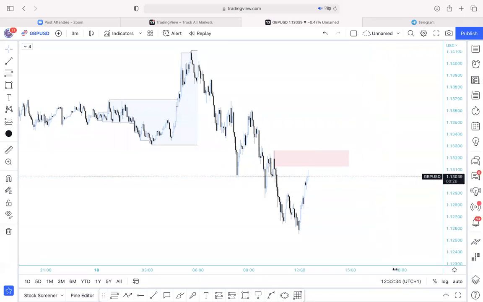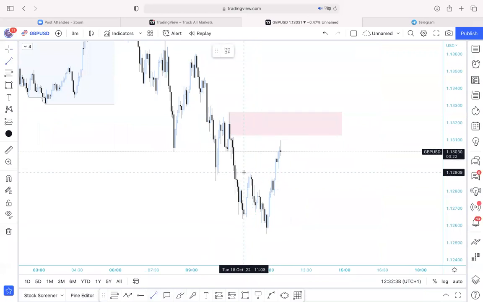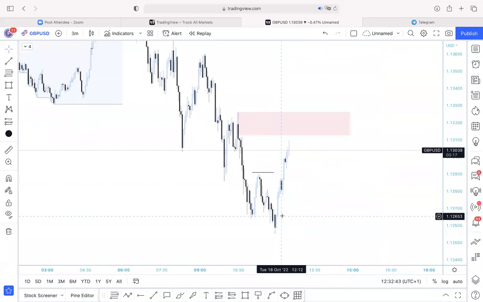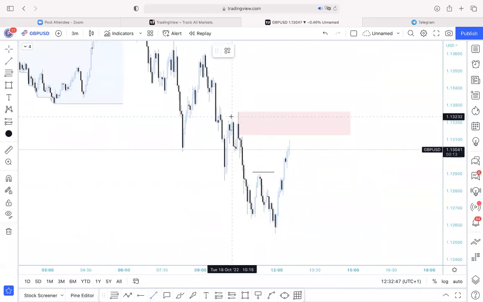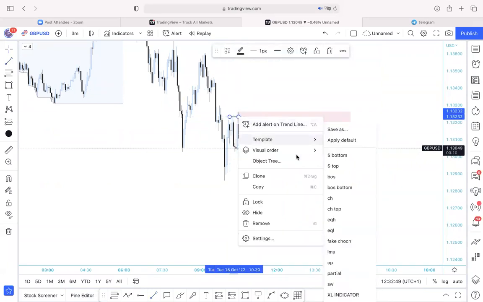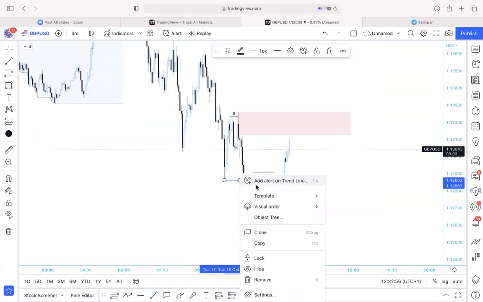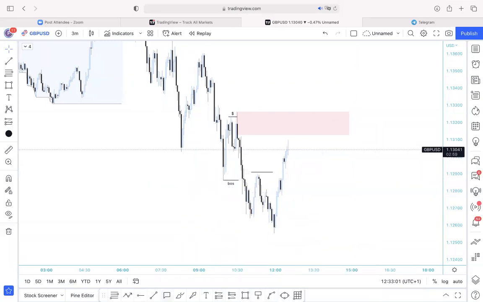Now, I really like this supply for more reasons. First of all, we have this inducement of all the people that think this is a change of character and therefore will try to go long. Second of all, this is an order block that manipulates and breaks structure to downside. At the same time, I'm looking for sells above this internal liquidity.